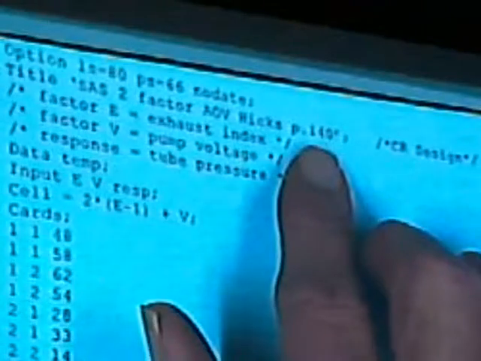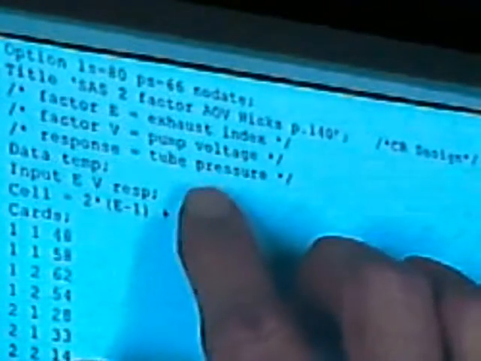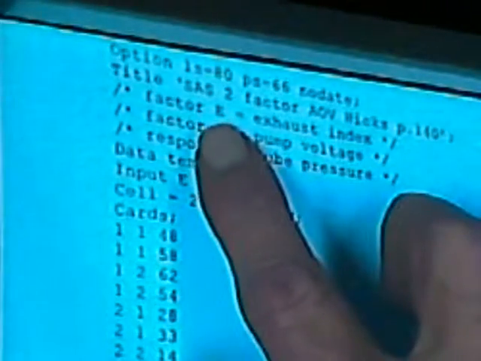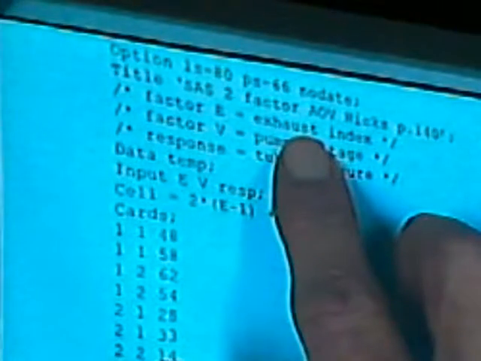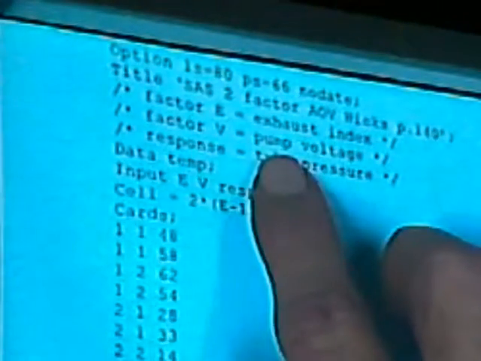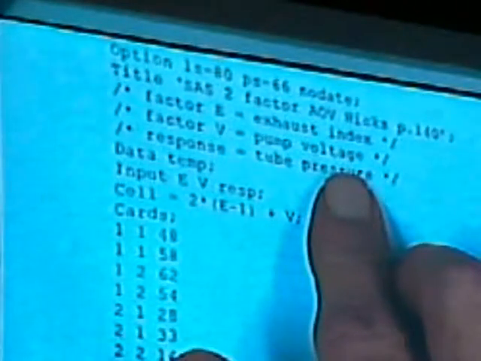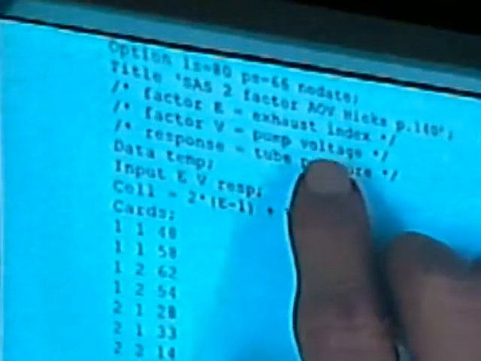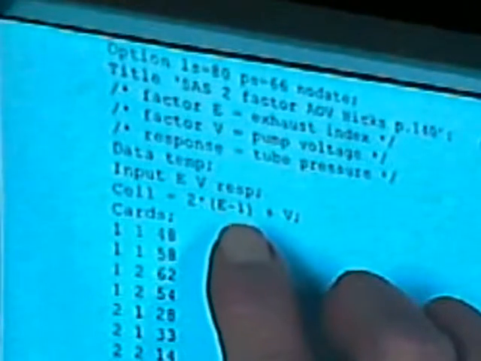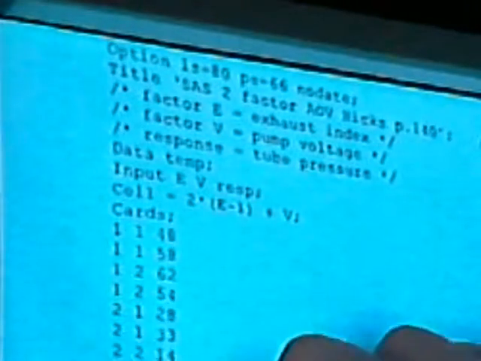All right, let's see what this is all about. This title basically says two-factor ANOVA. The data is from the textbook, page 140. And here are the variables. Factor E is exhaust index. Factor V is pump voltage. And the response is tube pressure. So we have these 3 variables. And we're going to input them in this way.